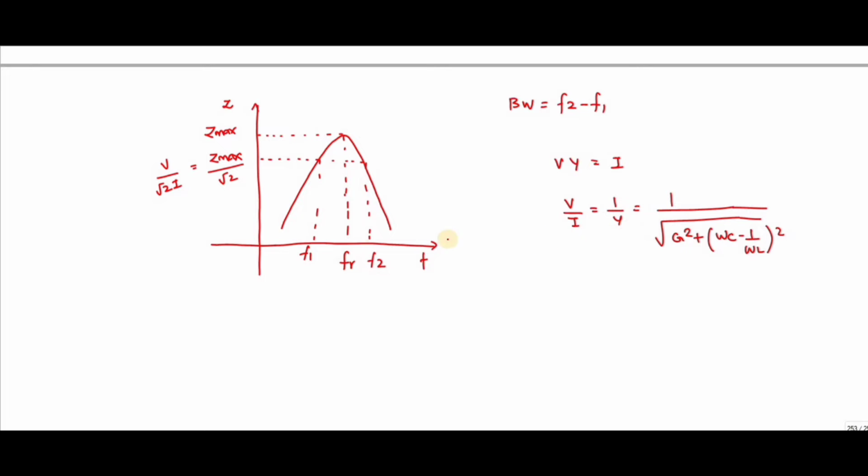Okay. So here, only at the half power bandwidth, we can write V by I as V divided by root of 2I. And I by V is nothing but the magnitude of Y.